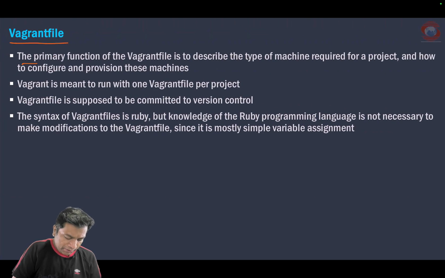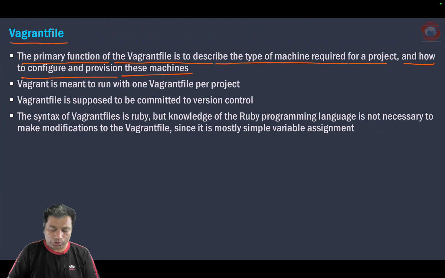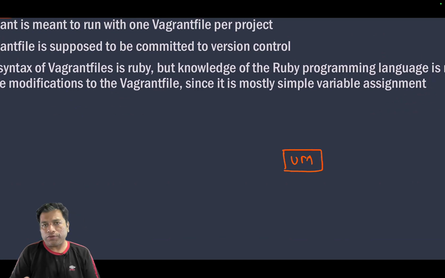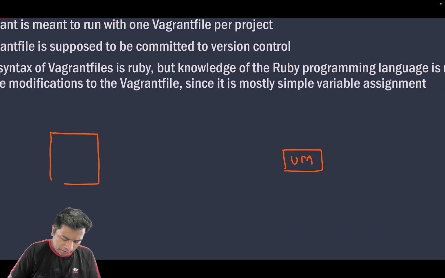The primary function of the Vagrantfile is to describe the type of machine required for the project and how to configure and provision these machines. So in short, I am looking for this virtual machine here. But to create this virtual machine, I need to tell Vagrant where my box is and what configurations I want to go for. And that's the reason we start this process by using something called a Vagrantfile.